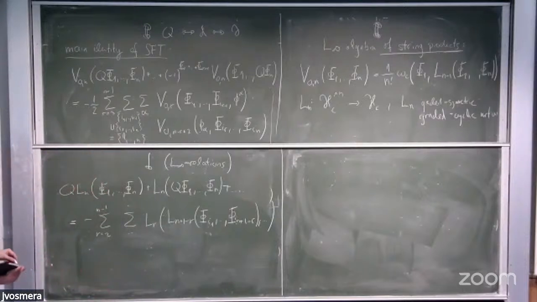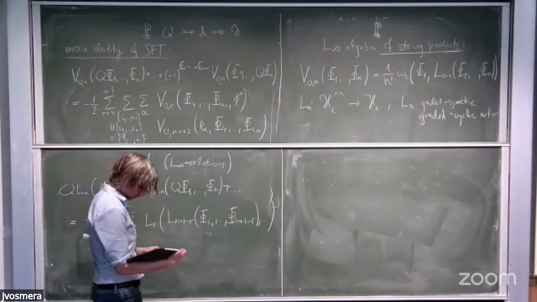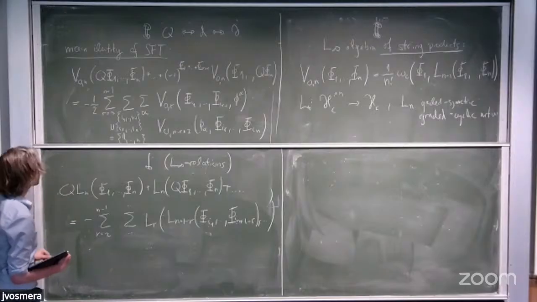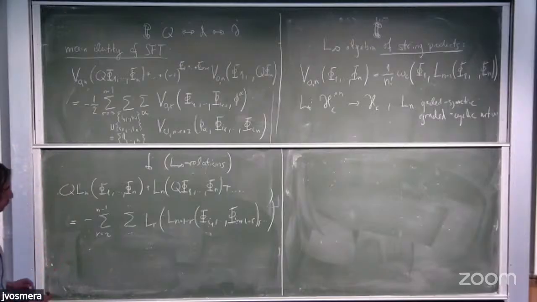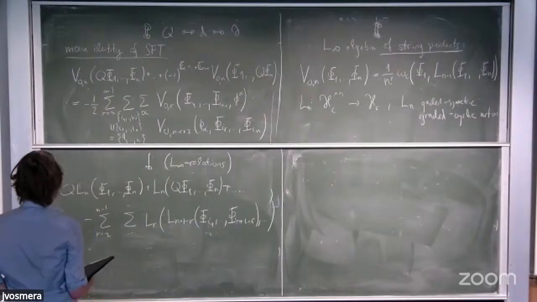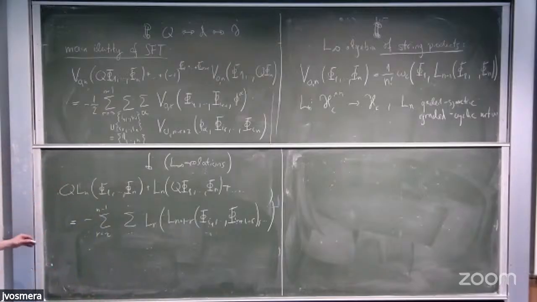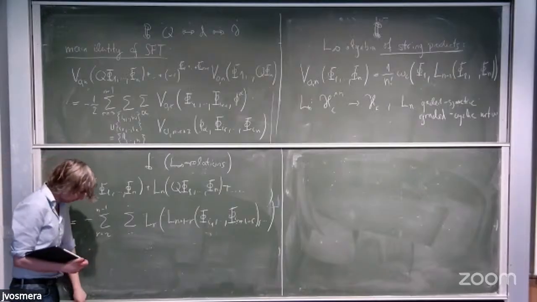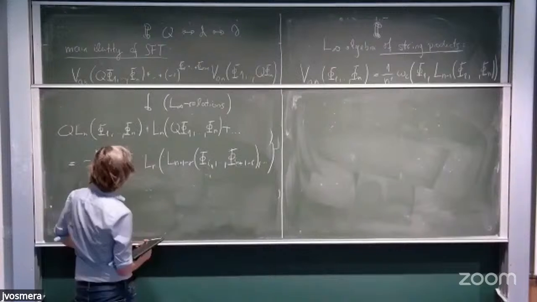Yeah, so again, as I was saying, it's good to go back. What we derive here is that the statement that the L infinity algebra of the string product is precisely equivalent to the requirement that the amplitude can be computed by a Feynman diagram decomposition with respect to the Feynman rules, which are derived from the vertices of the SFT action.